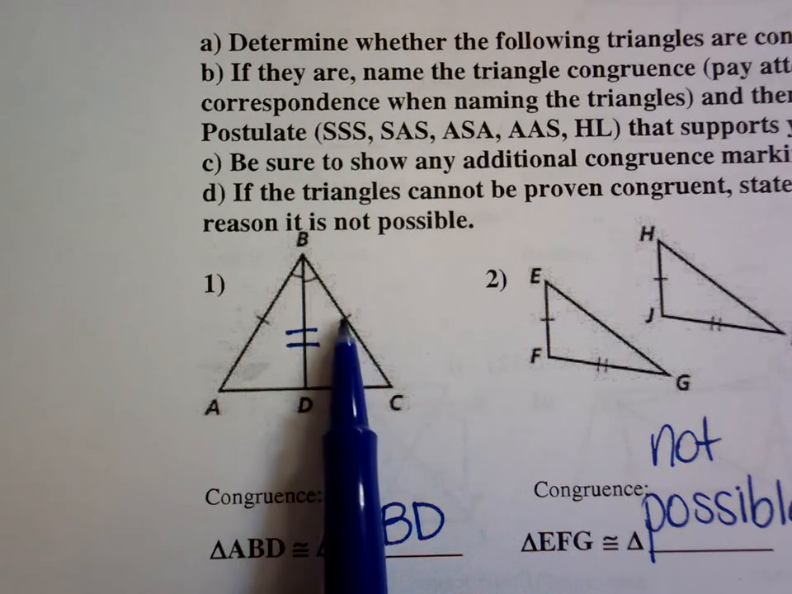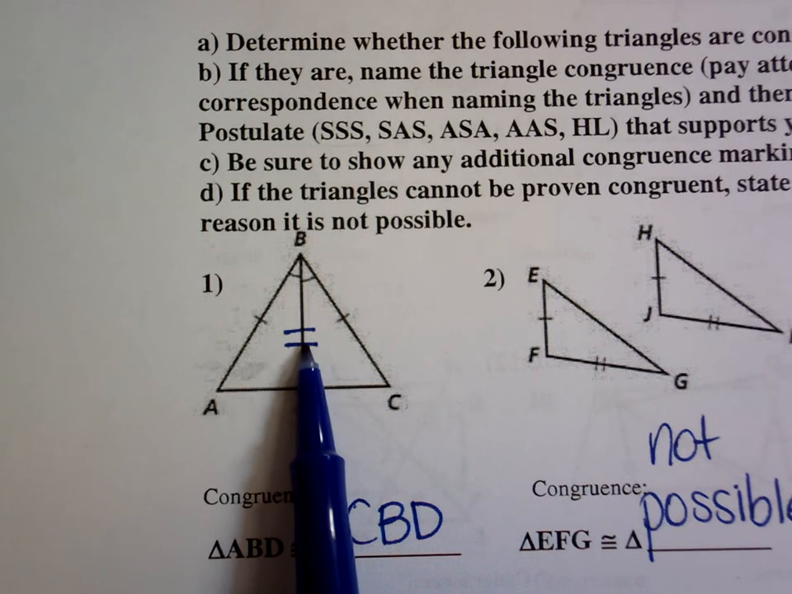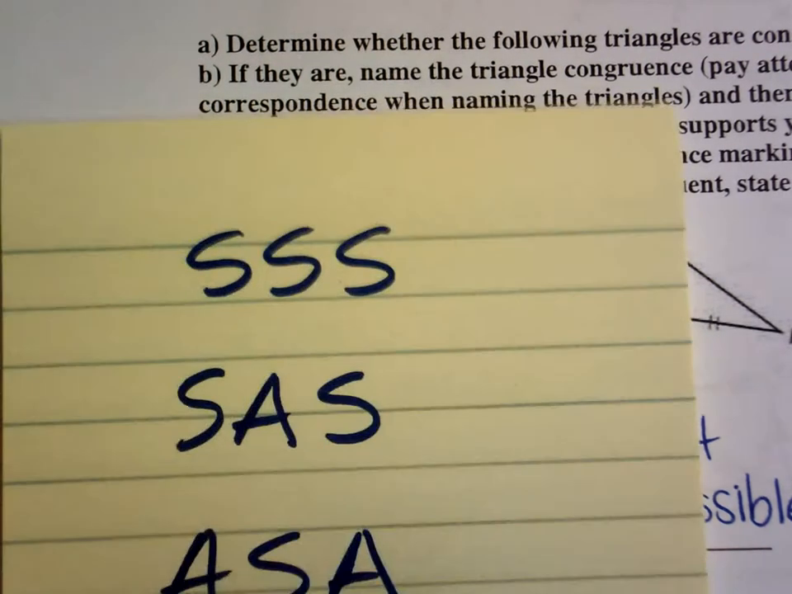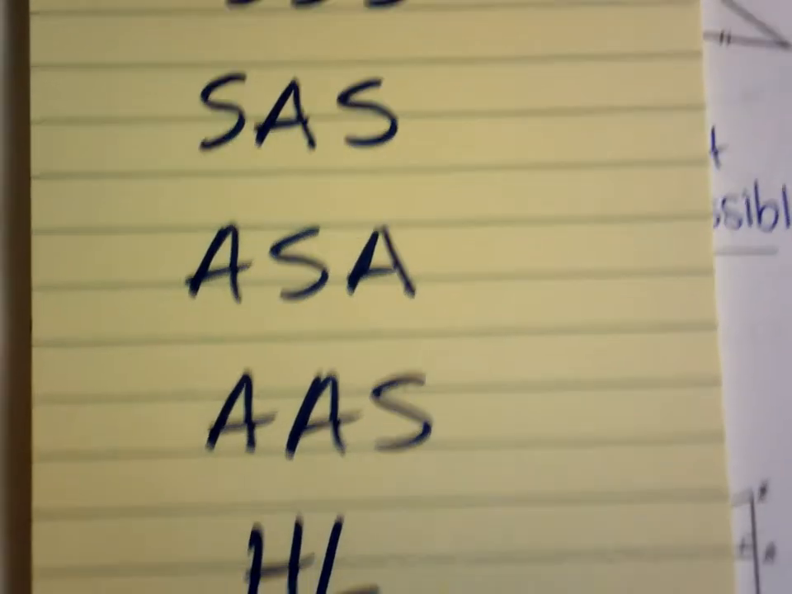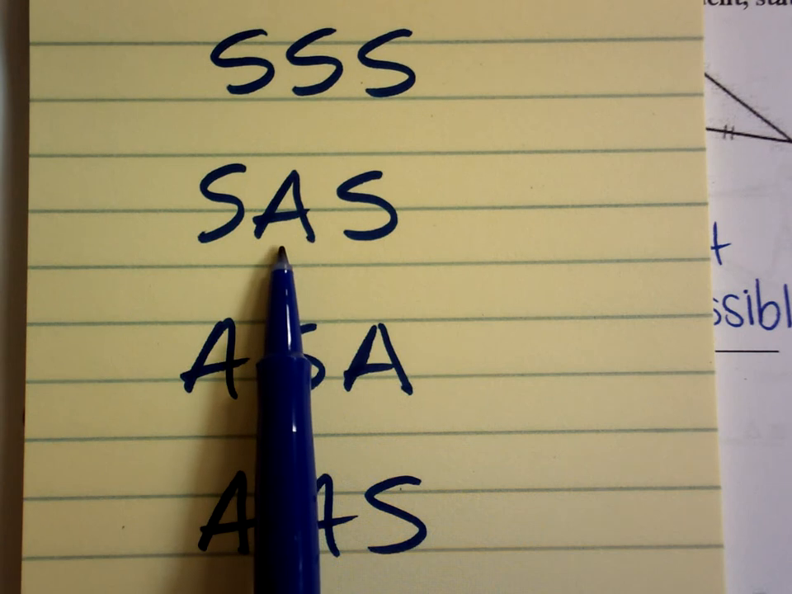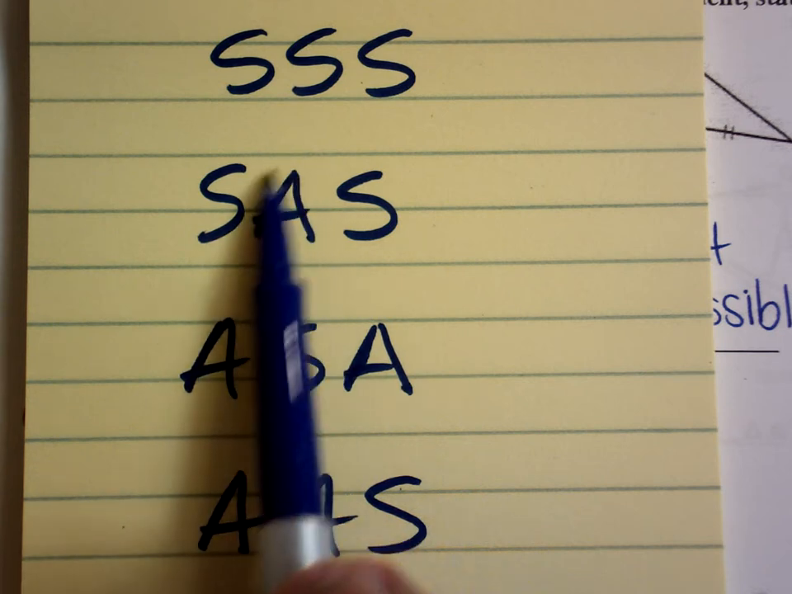2 of those pieces of information are sides. This pair of sides, this pair of sides. 1 pair of information is angles. So looking at this, I'm looking for one that has 2 S's and an A. There's only one that has 2 S's and an A, side angle side. Now, just the fact that I have 2 S's and an A does not automatically make it side angle side. Specifically, the angle has to be the included angle in the middle between the 2 sides.